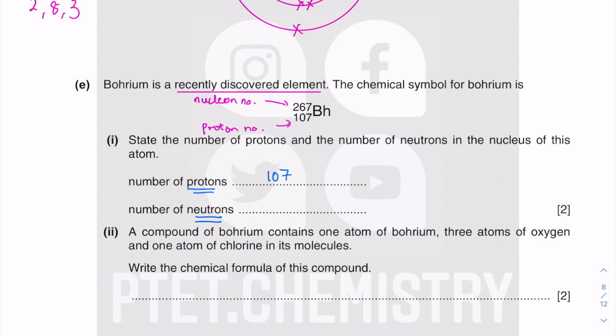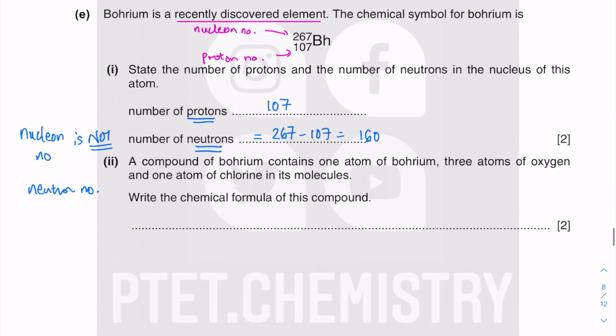Number of neutrons, okay, I emphasize again, nucleon number is not neutron number. Nucleon number refers to the number of protons and the number of neutrons. So to work out the number of neutrons, you need to find the difference. Take the nucleon number minus the proton number. Show your working, because it's important to show working so that it's easy for you. This is the number of neutrons.